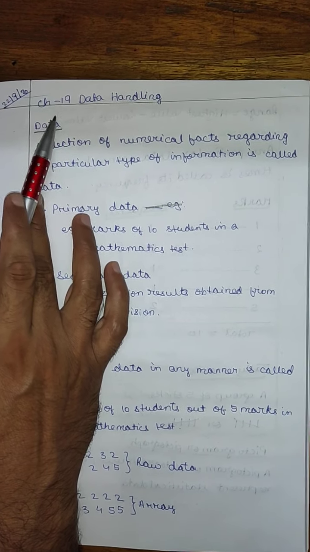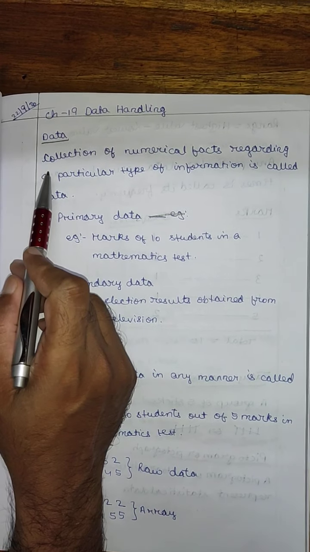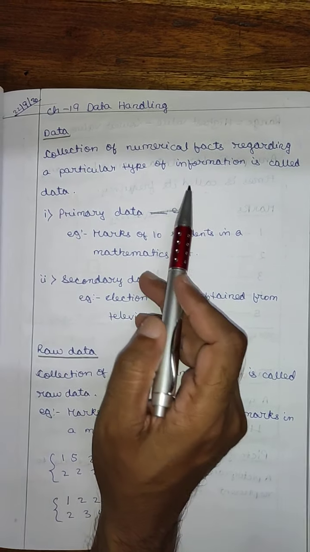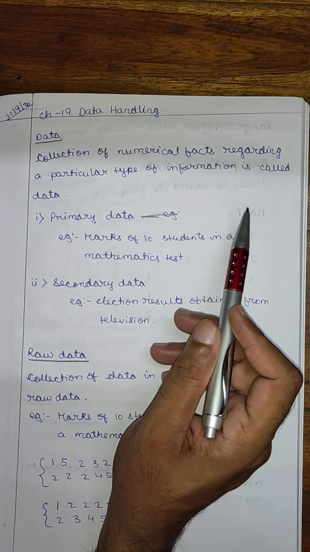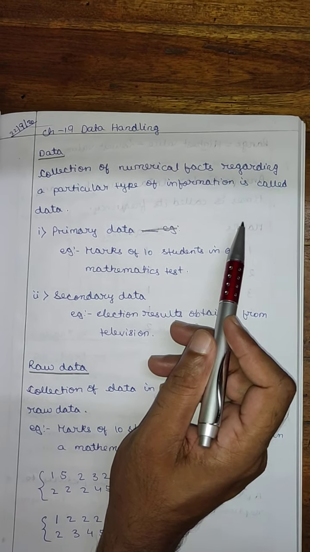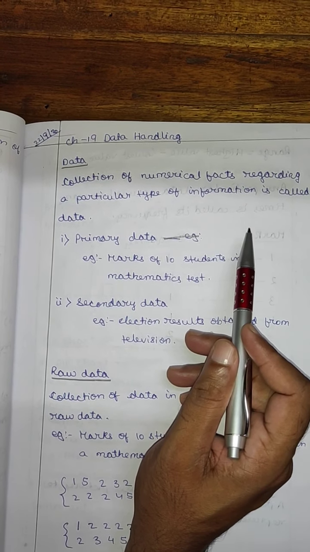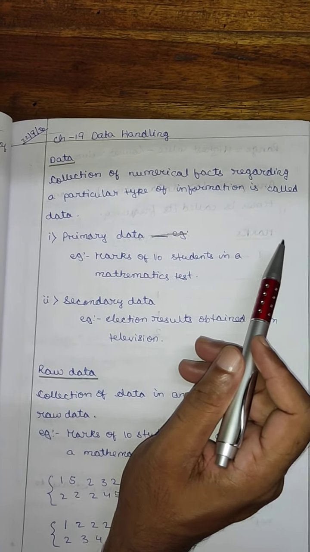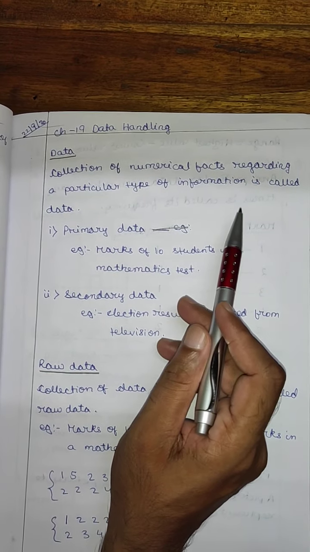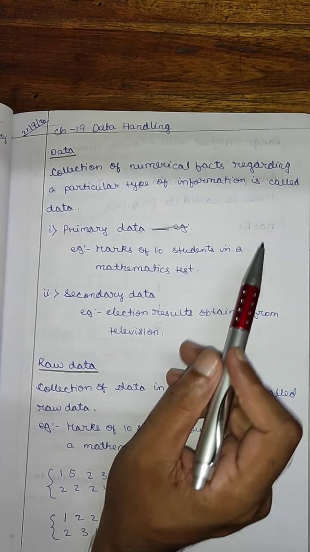Today I'll start another chapter, chapter 19, data handling. Data means collection of numerical facts regarding a particular type of information. That information may be marks of several students in a class, height, weight, whatever. All this collection of numerical facts where some information takes place is known as data.